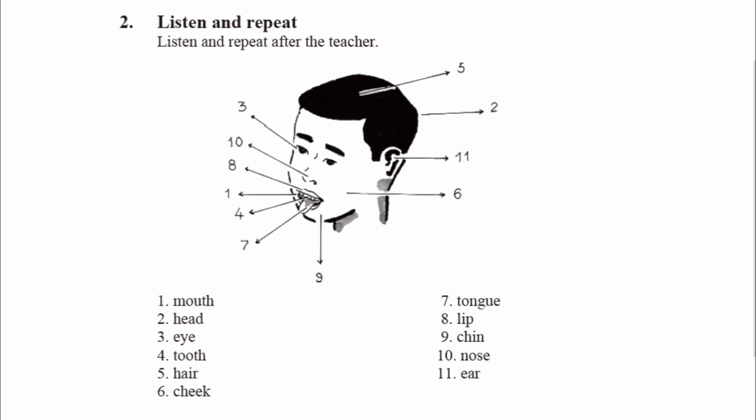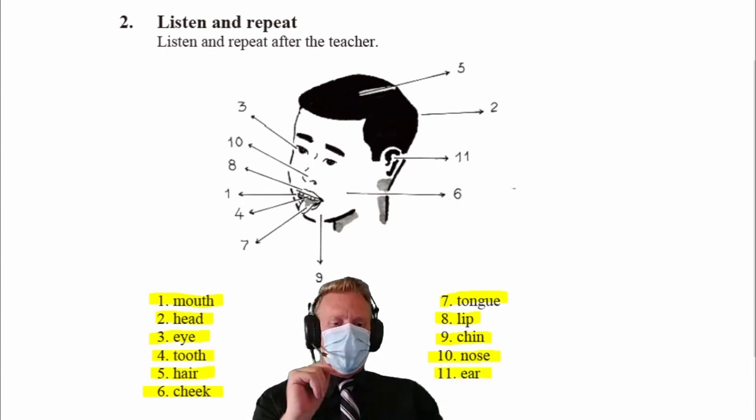First we have mouth, head, eye, tooth, hair, cheek, tongue, lip, chin, nose, ear. Right, but that's not all.